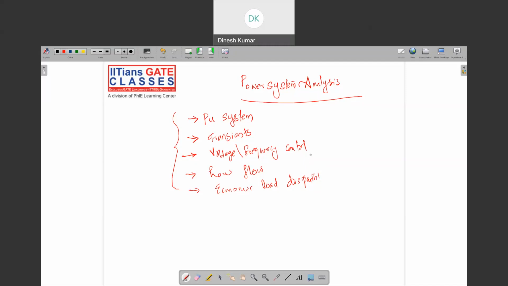So we'll start with the per unit system. Why do we need a per unit system, or what is the importance of the per unit system? We normally say something with respect to something, right? That is more convenient, like we normally say percentage. These are actually percentages, with respect to 100. 5% or 3%, this is basically with respect to 100.